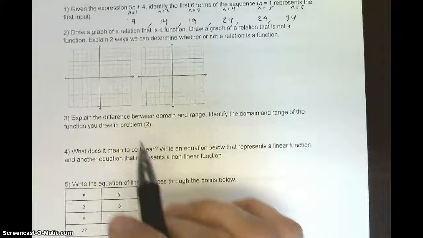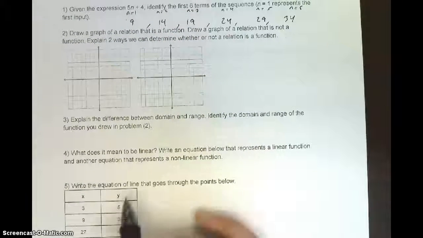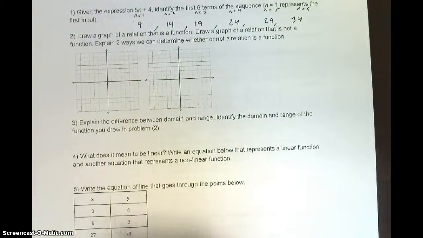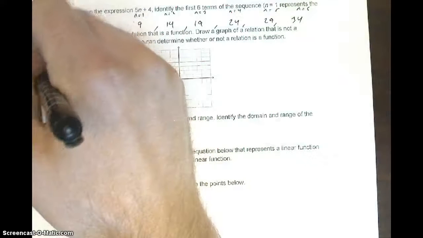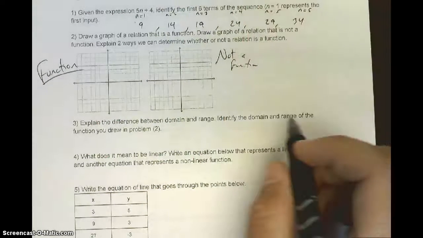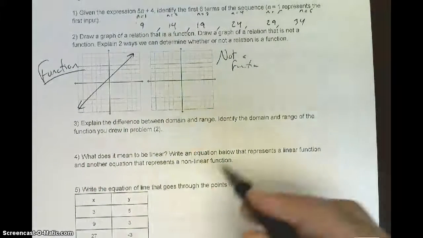Okay. Number two, draw a graph of a relation that is a function. Draw a graph of a relation that is not a function. Explain two ways we can determine whether or not it's a function. So here's a function. Here's not a function. Okay, so a function would be something that's linear. And that's a good example, even a parabola, and so on.